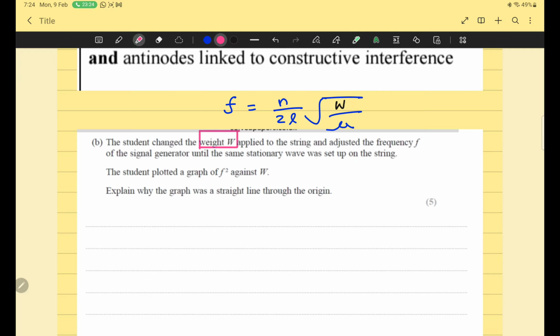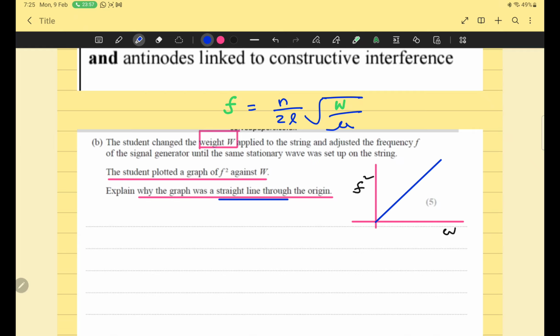And the question is, the student plotted a graph of f square against w, and the question is why the graph was a straight line through origin. A student changed w and noted the frequency. So the student is investigating the relation between f and w, and when he noted down different readings, he plotted a graph between f square and w. The graph is a straight line passing through origin, and you have to explain why.